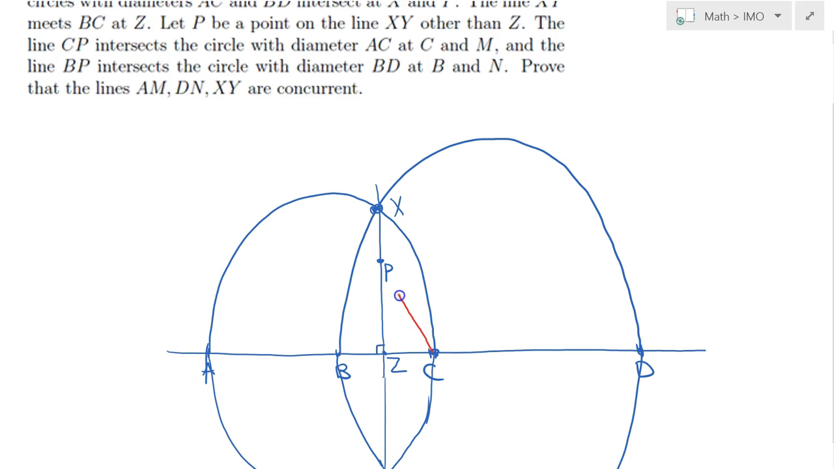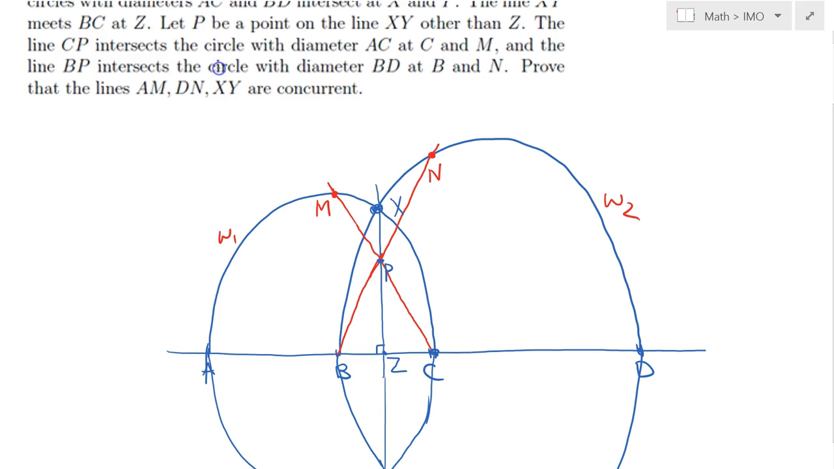The line CP, so let's pick up a different color. A line PC like that would intersect the circle with diameter AC. So I should go a little bit further. Yes, at the point M, at C and M. Okay, so that's the point M. And similarly, the line BP will intersect the circle with diameter BD. So let's call these circles omega 1 and omega 2 because I will make use of these a lot, I guess. So this point is N.